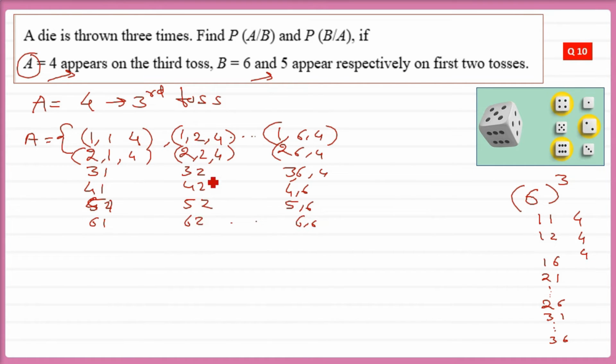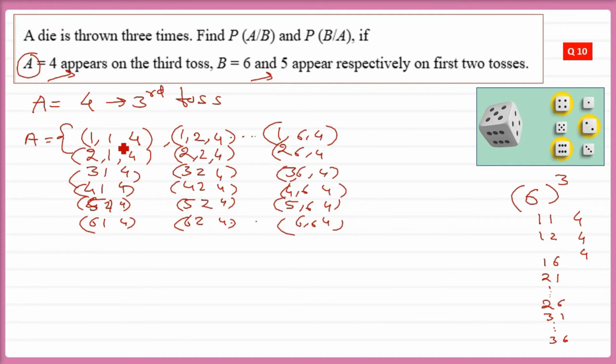The last row will be 6,1; 6,2; 6,3; 6,4; 6,5; 6,6 followed by 4 each and every time. I'm writing 4 just to let you know that in all the combinations 4 is going to come in the last. Now every row contains 6 elements. I hope you got the idea. 1,1,4; 1,2,4; 1,3,4; 1,4,4; 1,5,4; 1,6,4. These are 6 elements in the first row. In a similar way, we have 6 rows and 6 columns. So 6 into 6 is 36.